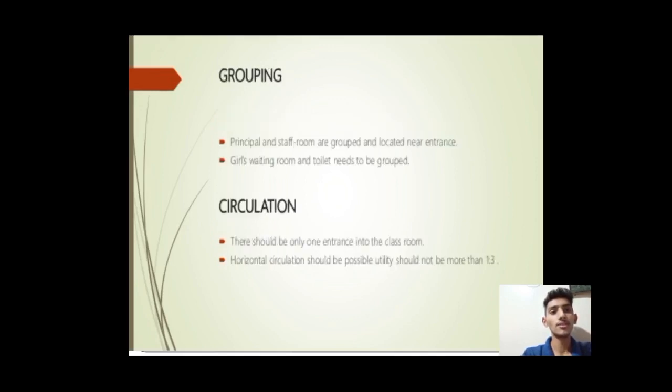Grouping: principal and staff room are grouped and located near the entrance. Girls waiting room and toilet need to be grouped. Circulation: there should be only one entrance in the classroom. Horizontal circulation should be possible and should not be more than 13.